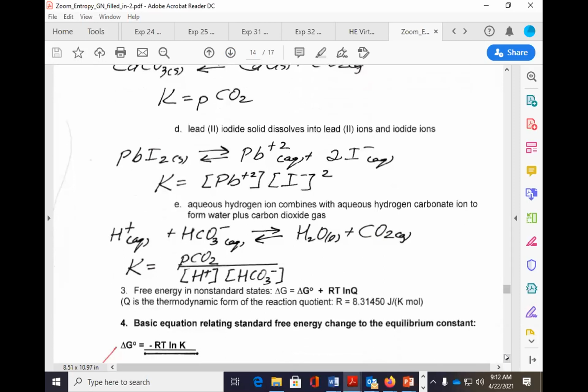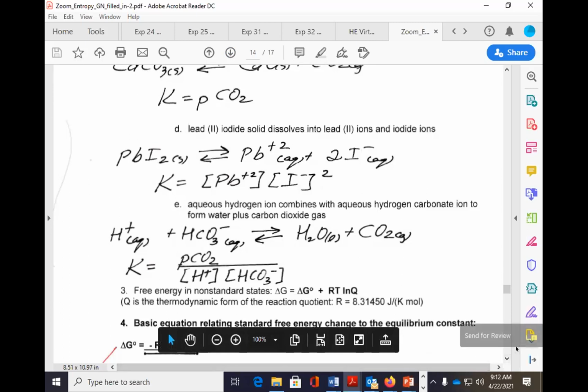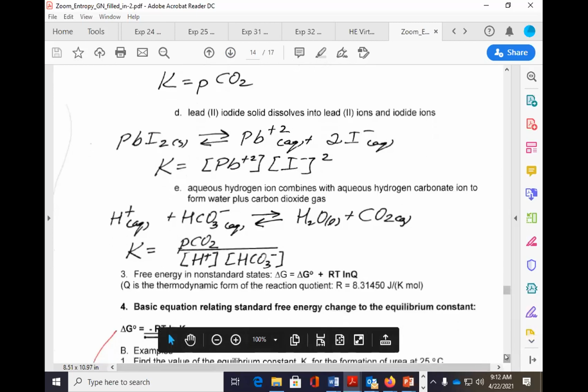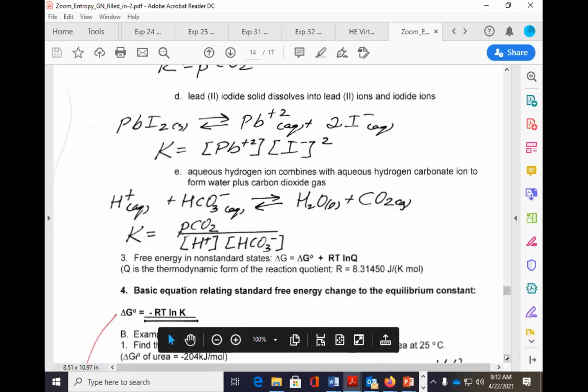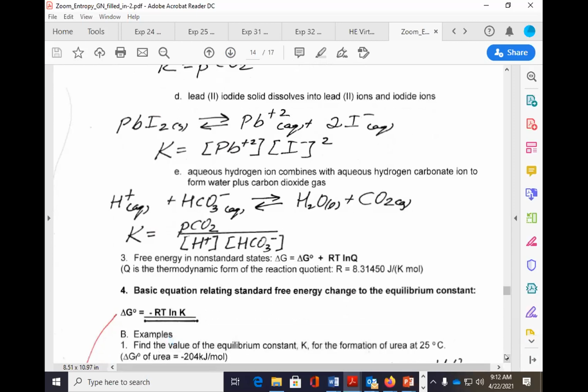So if we use the KEQ instead of Q, then we can relate the free energy, the standard free energy, to the equilibrium constant. And that's this equation here. So this next example is asking us to find the KEQ for the formation of urea.